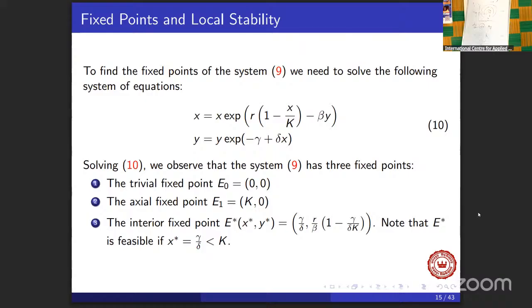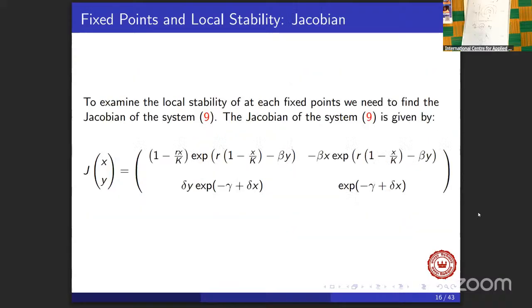See, we need positivity of the solution of x star and y star. So we get 1 minus gamma by delta K. From there, we get K greater than this value. Next slide. Now, we go to the Jacobian of this system. And from the Jacobian of the system, we try to find what will happen at E0 (0, 0). That is J(E0). Next slide.